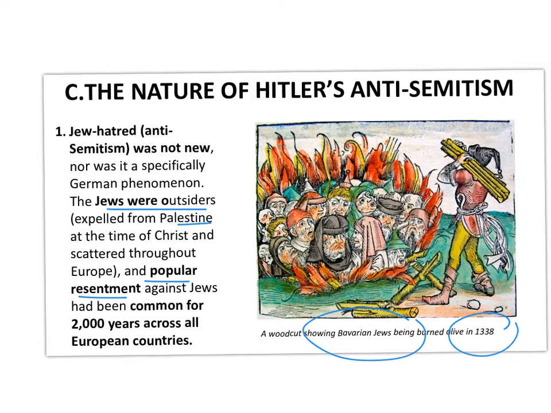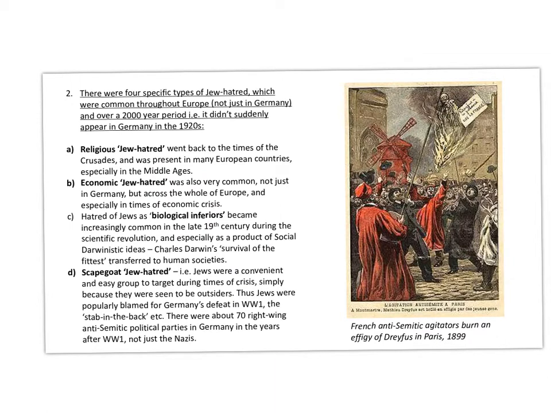And in other countries, it was not specifically a German characteristic. So to understand Hitler's hatred of Jews, we need to be very clear that there were various forms of anti-Semitism over time, and we need to understand his hatred within that bigger picture. So think of it this way: there were four specific types of Jew hatred that were common throughout Europe over this period. It didn't suddenly appear with Hitler.